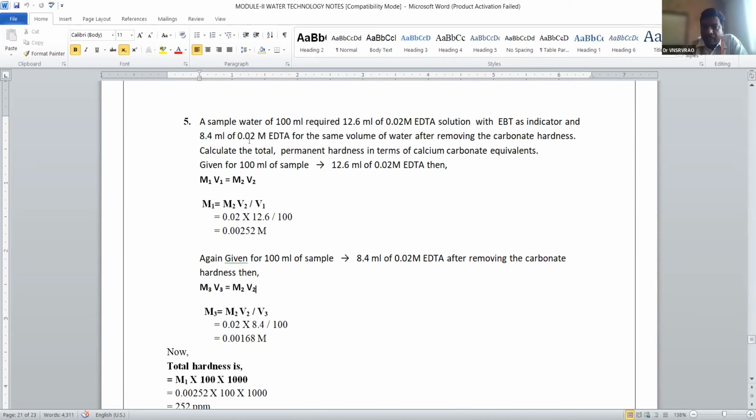Initially, the 100 ml sample required 12.6 ml of 0.02 molar EDTA, ethylene diamine tetraacetic acid. The left side is the water sample and the right side is EDTA. From the left side you don't know the molarity, so the formula becomes M1 is equal to M2V2 by V1. Substituting the values: EDTA molarity is 0.02, volume required 12.6, and volume of the water V1 is 100. This gives a molarity of 0.00252 molar.